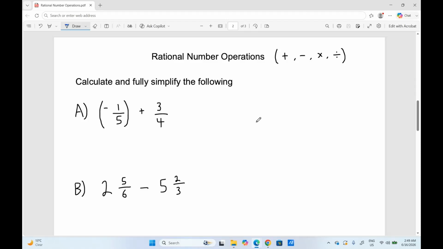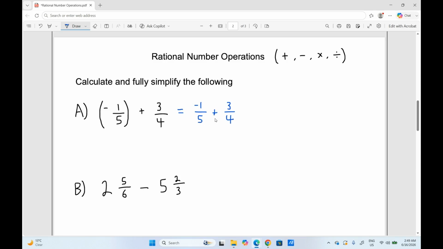Hi class, in this video I'm going to be talking about rational number operations, and I'm going to focus mainly on fractions. In my first example, I've got negative 1 over 5 plus 3 over 4. The first thing I'm going to do is apply this negative to the numerator. When you see a negative just on the outside here, you can just apply it to the numerator. So this would just be negative 1 over 5 plus 3 over 4.